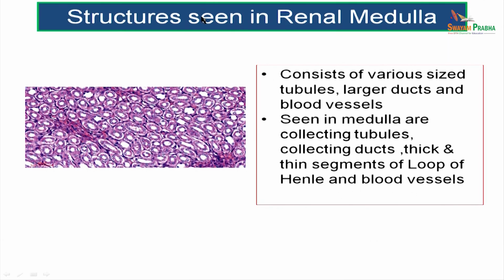So, what are the structures seen in renal medulla? Renal medulla consists of collecting tubules, collecting ducts, thick and thin segments of loop of Henle and blood vessels. The histological structure of all these tubules, ducts and segments of loop of Henle have been highlighted in the previous slides.